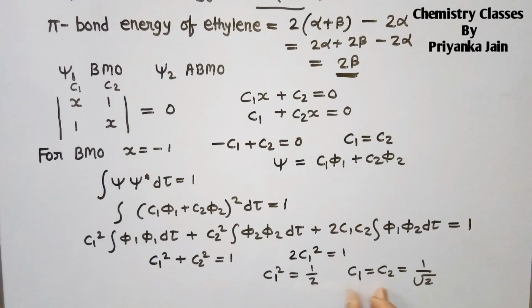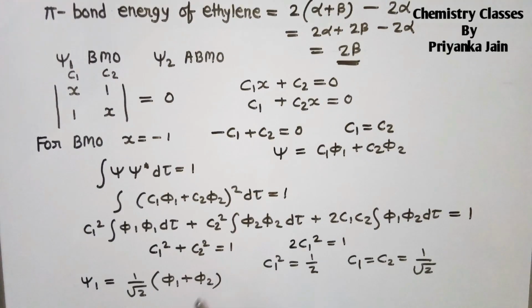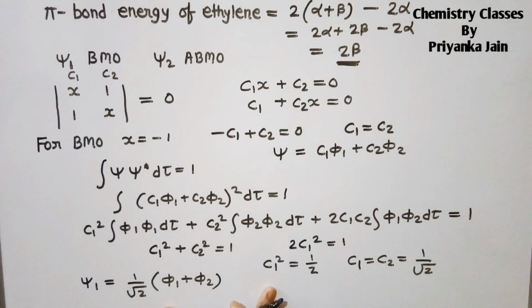Okay, so these are the two values of the coefficients, and when we are putting them, what are we getting? We are getting the value of psi1. So psi1 will be equal to 1 by root 2 (phi1 plus phi2). Okay, similarly if we are calculating for anti-bonding molecular orbital, we are getting that psi2 is equal to 1 by root 2 (phi1 minus phi2). Okay, so these are the wave functions for the ethylene molecule.